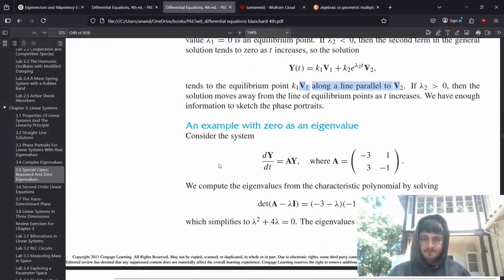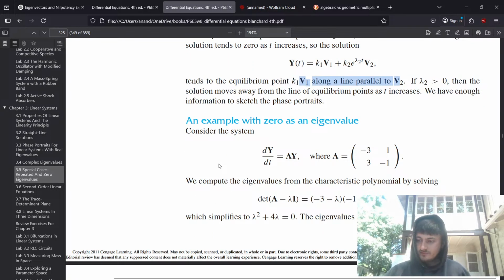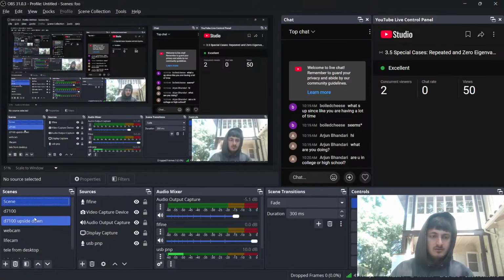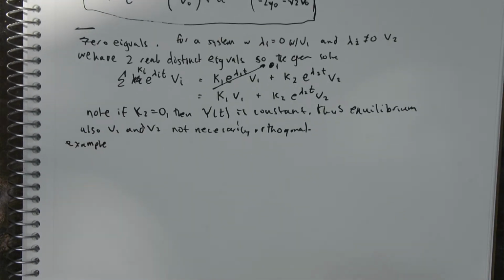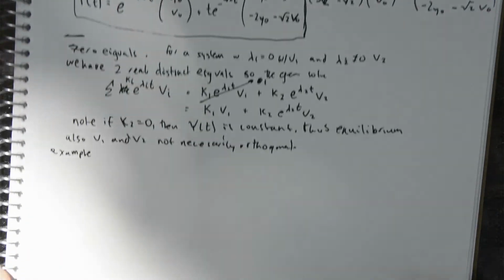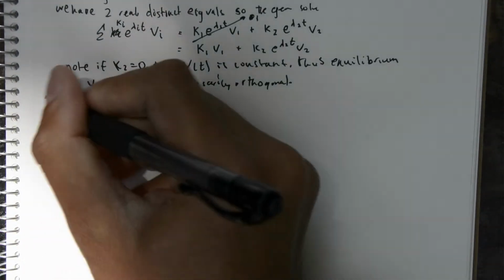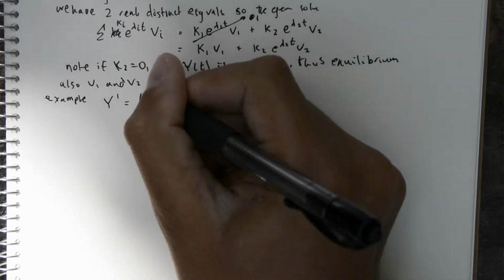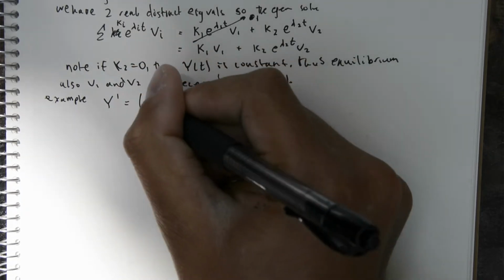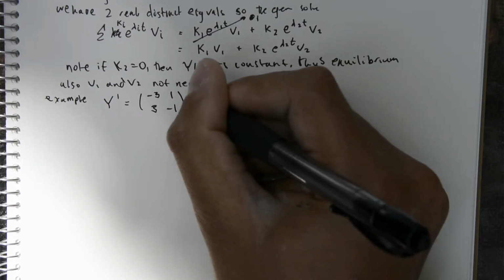Okay, here's an example. Let's just do an example. I'll do it on paper. Actually, hold on, let me move my camera forward a little bit. Okay, so we have y prime is equal to the matrix minus 3, 1, 3, minus 1 times y.